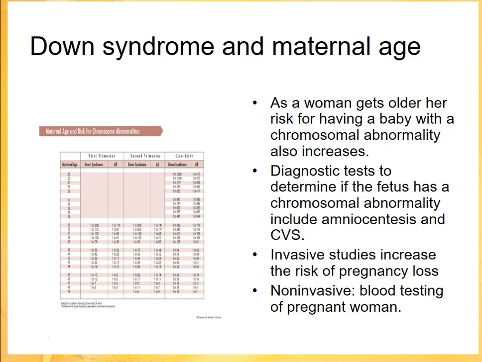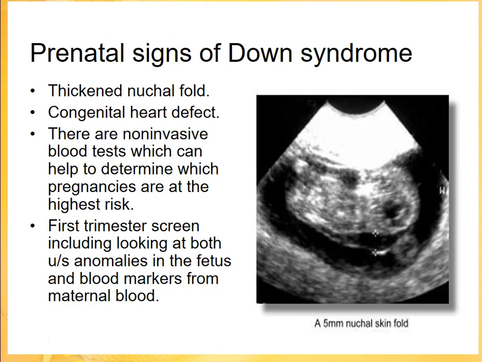Diagnostic testing, such as amniocentesis and chorionic villus sampling, can determine if the baby is affected. Non-invasive testing is becoming more and more useful. Prenatal signs of Down syndrome, looking at ultrasound, include a thickened nuchal translucency as well as congenital heart defects.